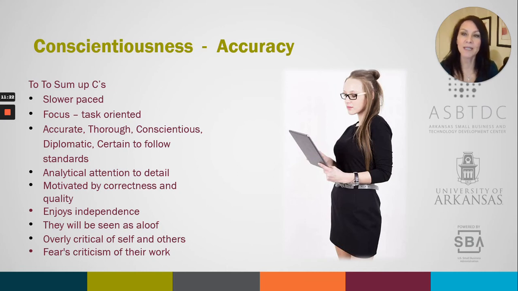They're task oriented. They're thorough, they're diplomatic, they like rules and regulations, and they want you to follow them and like them too. There's no rule or regulation that's been put in place for no reason. So they'll follow them. They're black and white. They need you to be black and white with them. They're analytical and attentive to detail.